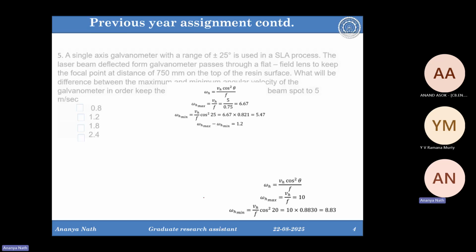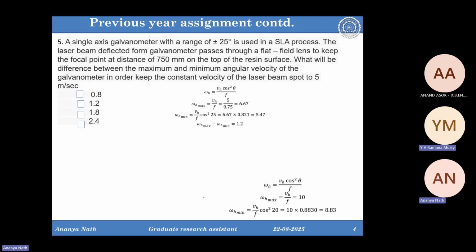Okay, next we have a single axis galvanometer with a range of plus minus 25 degree used in the SLA process. The laser beam deflected from the galvanometer passes through a flat field lens to keep the focal point distance at 750. So F is 750. What will be the difference between the maximum and minimum angular velocity of the galvanometer?